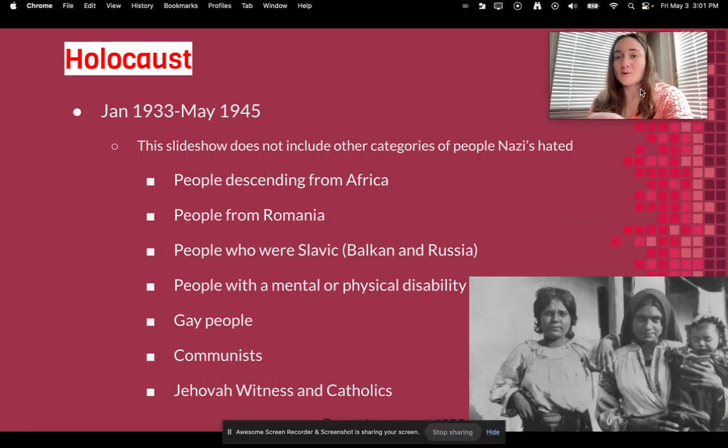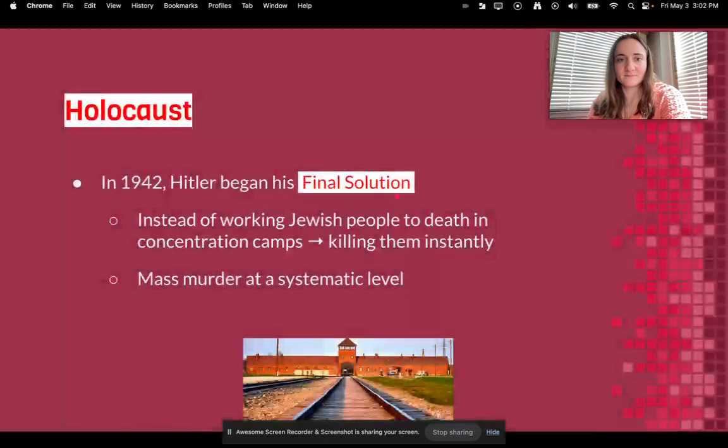Now, this slideshow will not even include the other categories of peoples that the Nazis hated and also killed. Those people include descendants from Africa, people from Romania, people who are Slavic, so like from the Balkans or Russia, people with a mental or physical disability, gay people, communists, Jehovah's Witnesses, and Catholics.